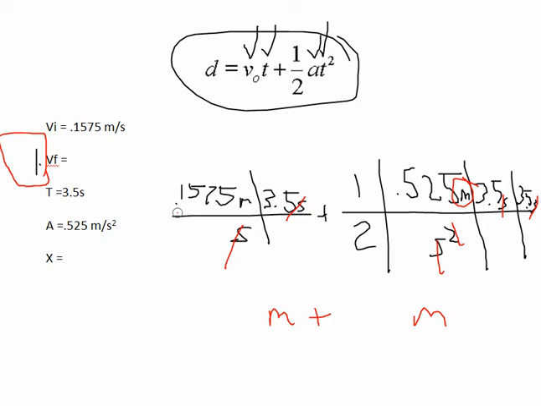0.1575 times 3.5 is 0.55 meters, and the other half, 1/2 times 0.525 times 3.5 times 3.5 works out to be 3.22 meters. Add those together, and my answer is 3.77 meters. And that's the problem.